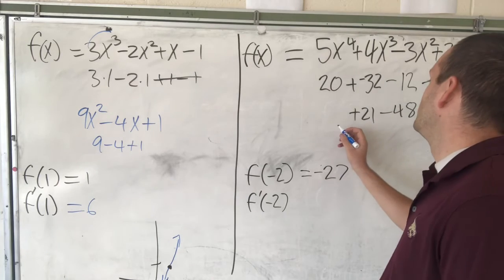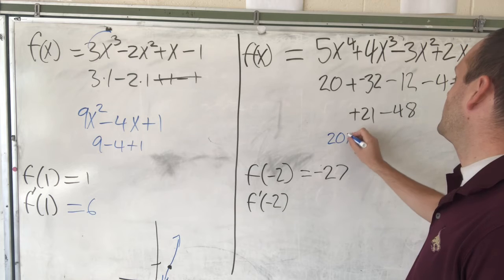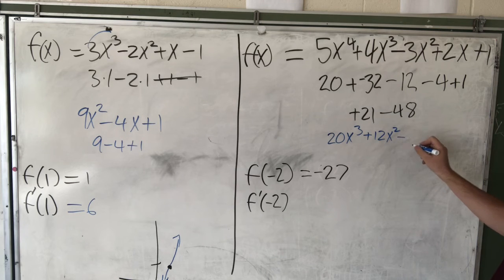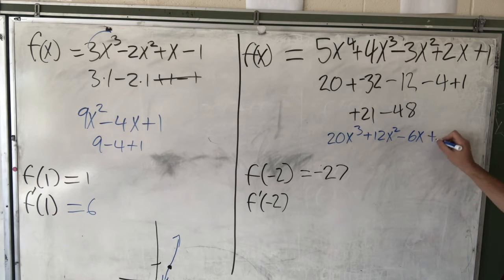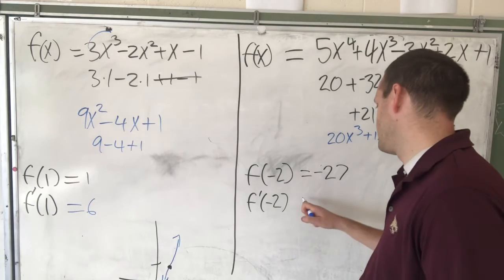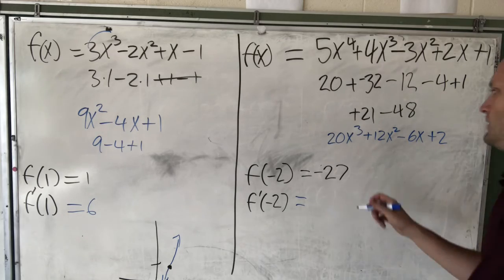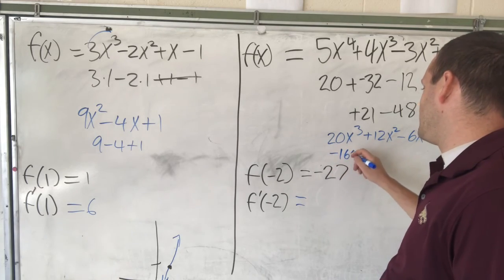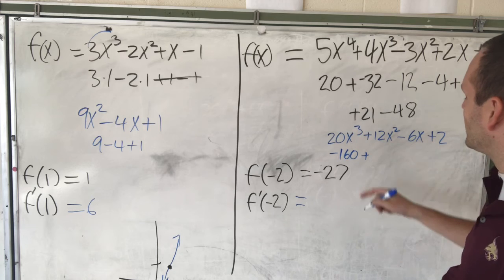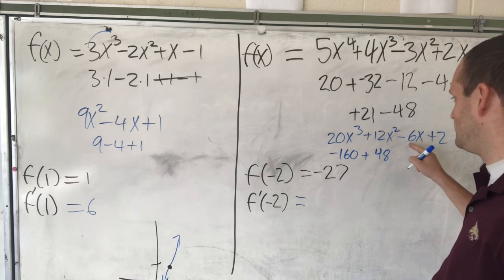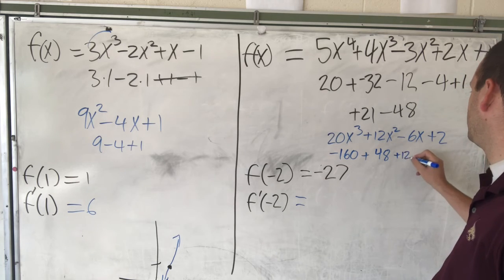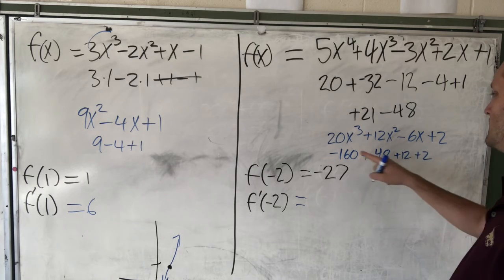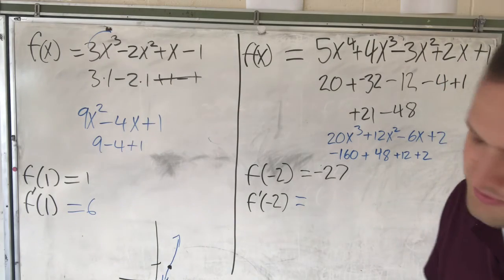Our derivative is, let's see, 4 times 5 is 20x cubed plus 12x squared minus 6x plus 2. We're going to take the -2 and plug it in. Let's see, -2 cubed, that's -8. -8 times 20, that is -160. Plus 2 squared is 4. 4 times 12 is 48. Negative 2 times negative 6 is positive 12 plus 2. Combine those, it's 50, 62. Negative 160 plus 62 is negative 98.